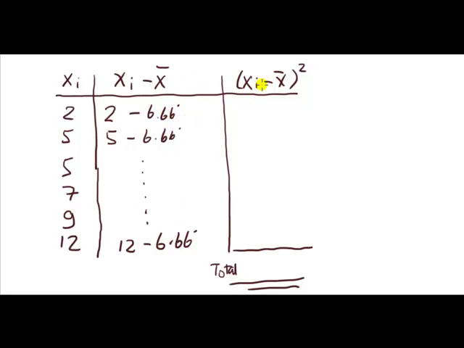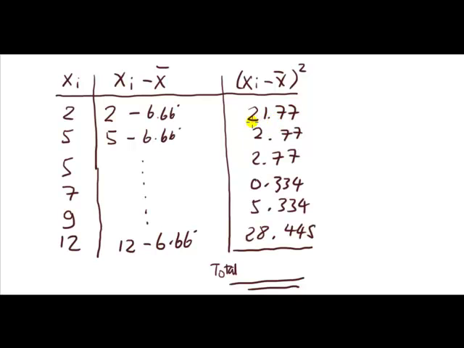Next, for the third column, I need to take each of these entries and square. So this one would be 2 minus 6.66 recurring all squared. I get 21.77. If I do it for each of these cells, I will get these numbers, which you can check, I hope they're right. Finally, totting up these numbers in the column, we get about 61.435.